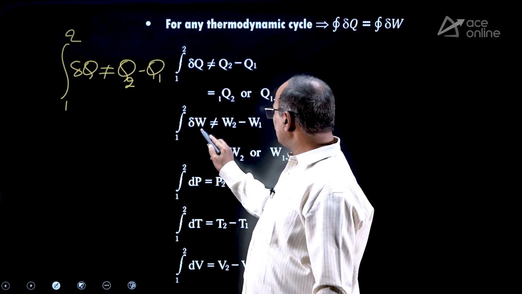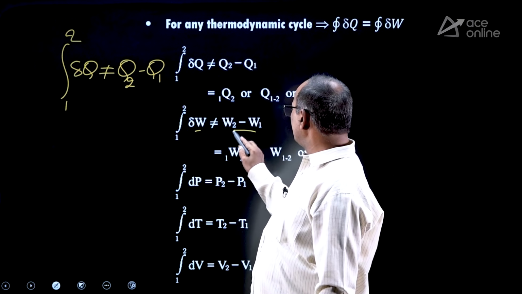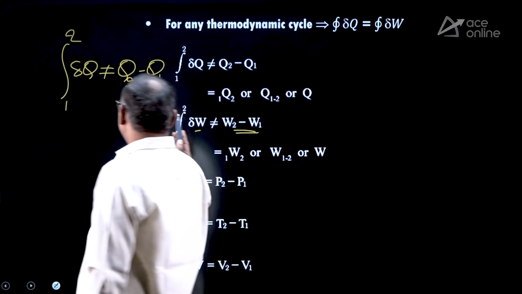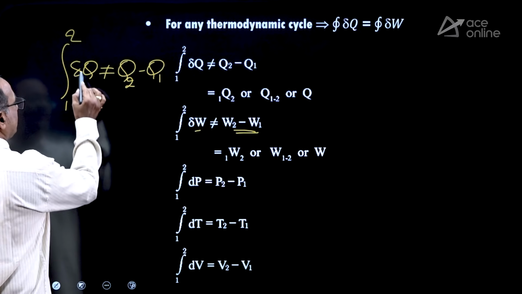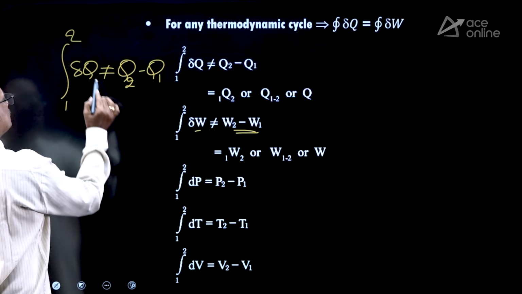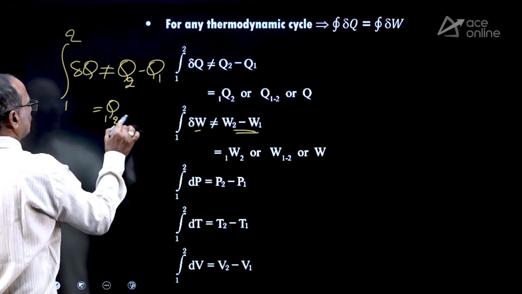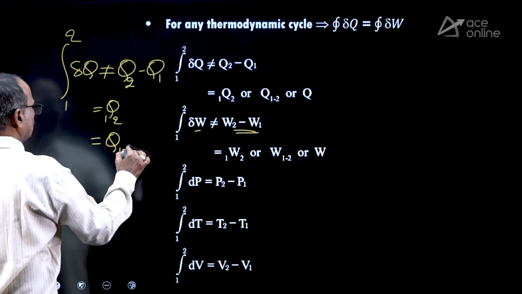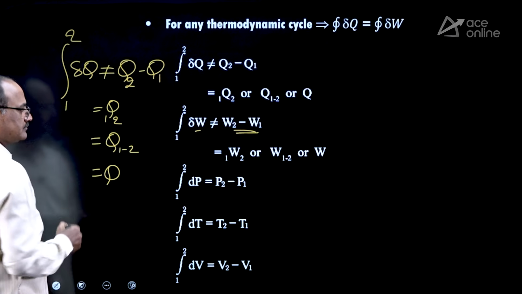Similarly, integral 1 to 2 del W should not be written as W2 minus W1. But how can you write it? Integral 1 to 2 del Q can be written as either Q1 to 2 like this, or Q1 to 2 like this, or simply Q.